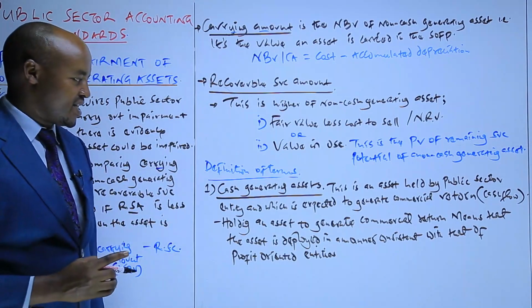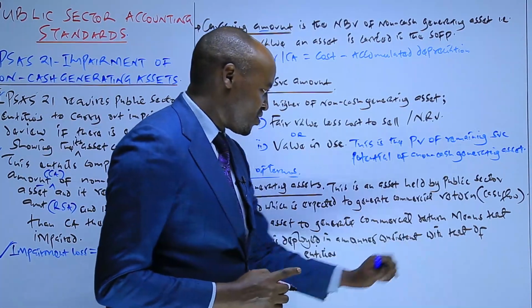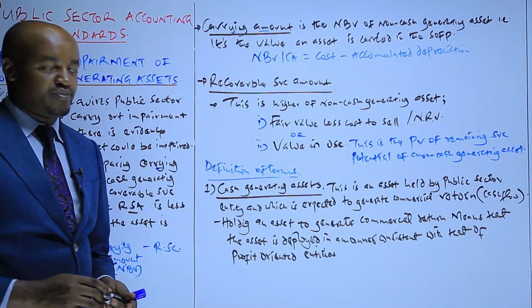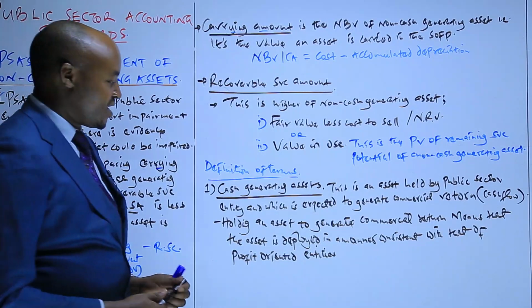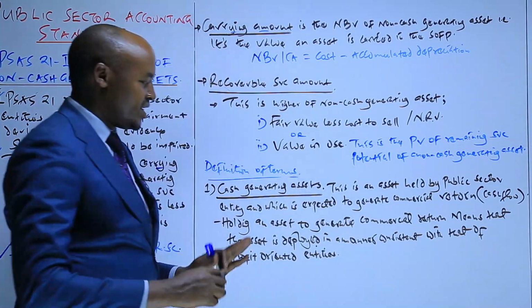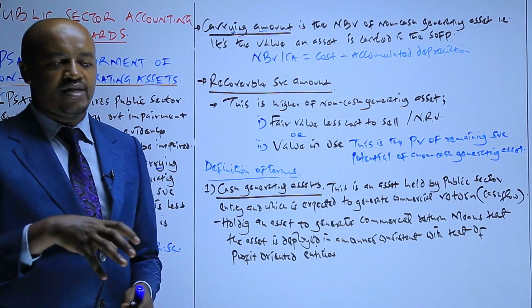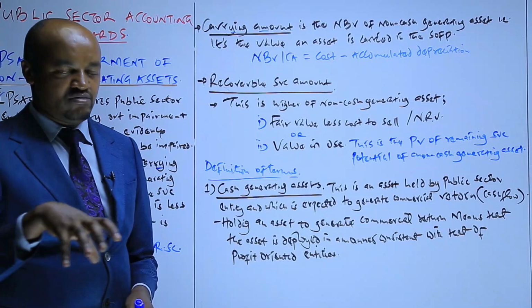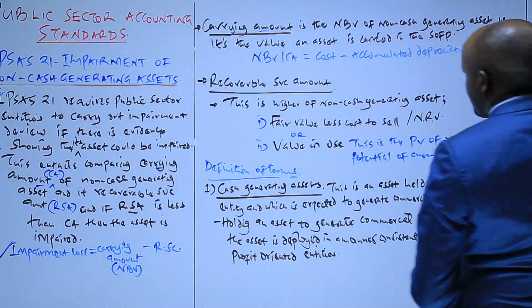Profit-oriented entities are those entities which operate with an objective of making profit, and anytime such entities own an asset, those assets are deployed, or used, in order to generate cash flows.